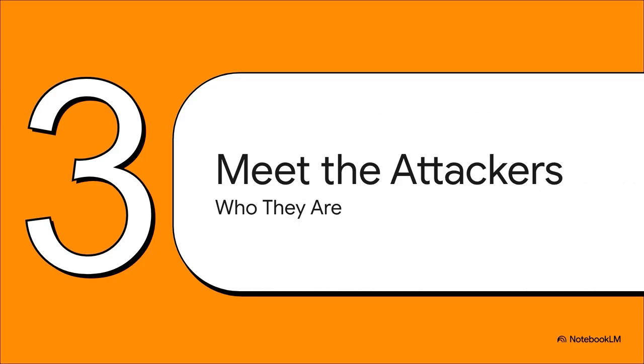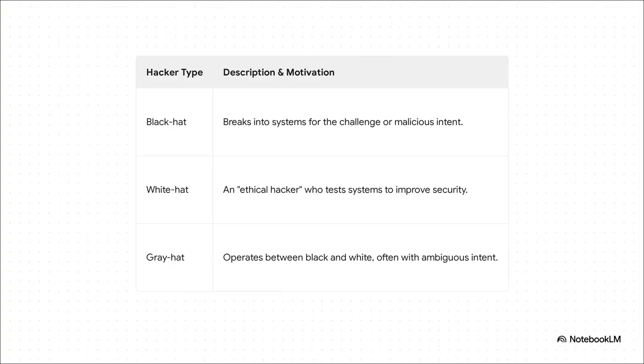Okay, so we get what's at stake, but who are we trying to protect it from? You hear the word hacker thrown around all the time, but in the security world, things are a little more specific. You can think of it like a spectrum. On one end, you've got your black hats. These are the villains, right? Breaking in for profit or just to cause chaos. On the complete opposite end are the white hats, the ethical hackers. These are the good guys who are hired to find weaknesses so they can be fixed. And then kind of floating in the middle, you have gray hats, whose motives can be, well, a little fuzzy.